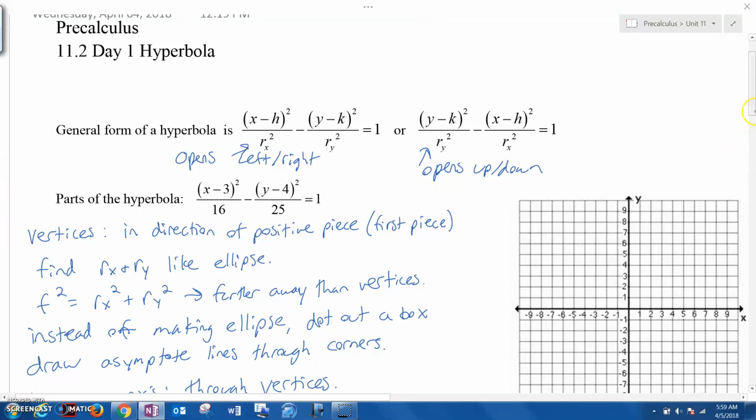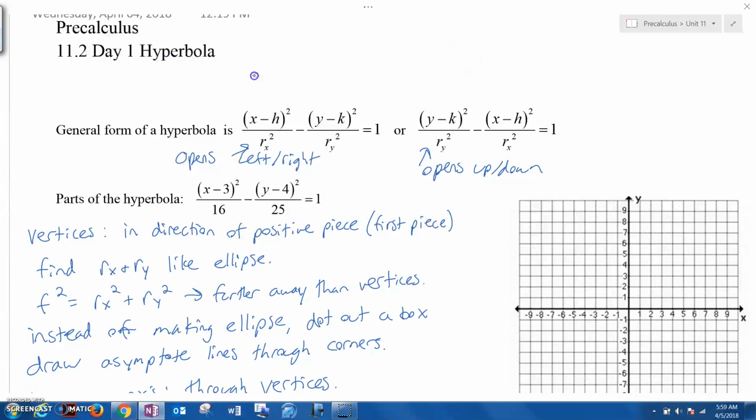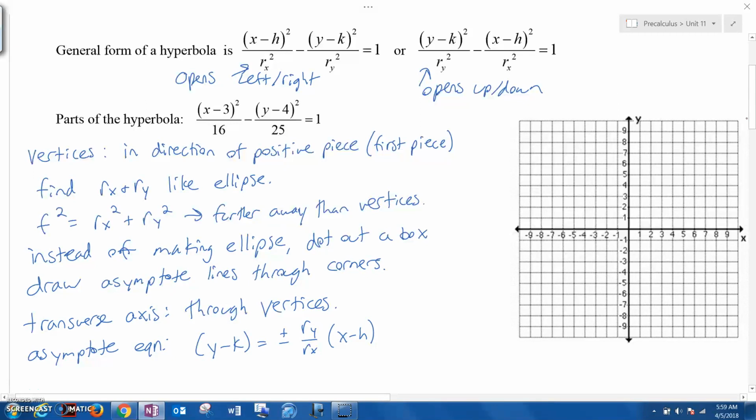Alright class, today we're going to do hyperbolas. Again, I put a lot of information on the front screen. I want you guys to scroll down so you can see it all. Maybe pause the screen and write down as much as you can. Real quick, I'll talk about a few things.